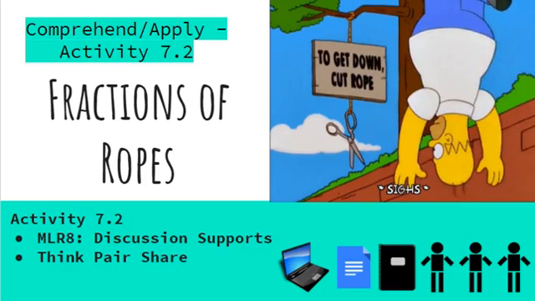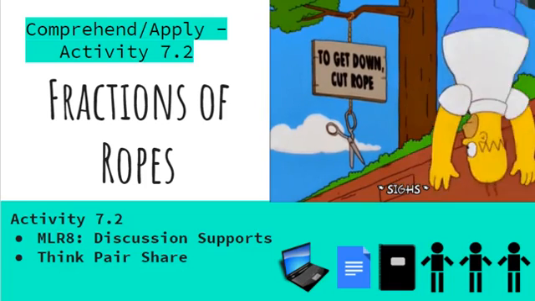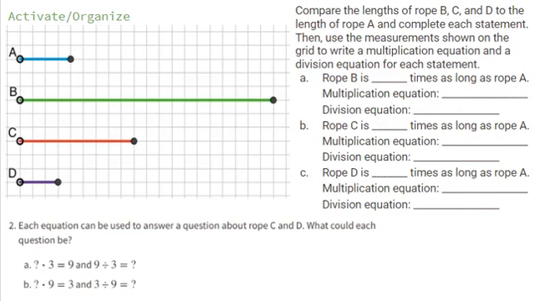Let's look at some fractions of a rope to keep working on what we're working on here. So we're going to compare each of these ropes to the length of rope A and think about how those look as multiplication equations. So rope B is how many times greater than A? Well, A is 1, 2, 3, 4. B is 4, 5, 6.